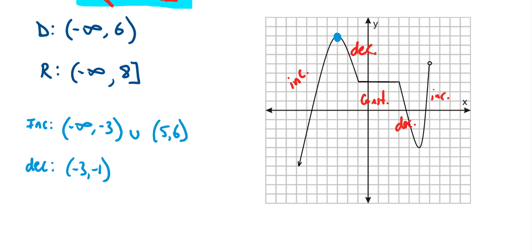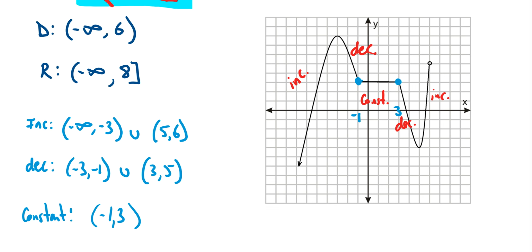And then we said it's also decreasing on this second interval over here on the right, this highlighted region, which is an x value of 3 to 5. So x value of 3 to 5, parentheses only, put the union symbol just to represent that we have another interval. And then lastly, where is this constant? We only had one interval right here where it's constant. That's an x value from -1 to +3, right? So -1 to +3, only writing the x values, parentheses, and then we are done.